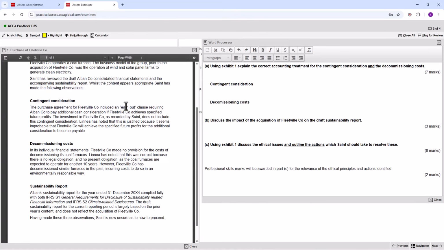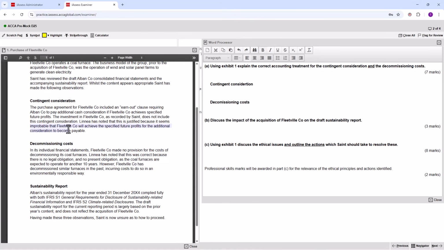But that contingent consideration is only going to be paid if it's successful, if there are future profits, which may or may not take place. Now, the investment in Fleetville, as recorded by the parent company, does not include the contingent consideration. In fact, it doesn't include it. Now, the justification that Linnea, the qualified accountant, has made is because it seems improbable that they will achieve the future profits. It seems improbable that that additional consideration will become payable.